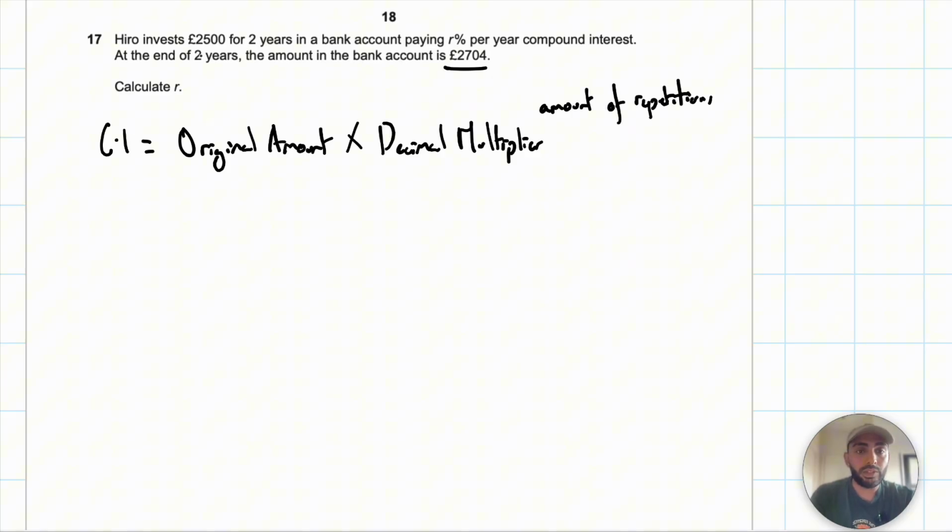Let's substitute the values that we know in. So we know the final amount will be 2,704. That is going to be equal to 2,500 multiplied by something, and because it's an increase, I'm going to do 1 plus something, I'll call that r. And that's going to be raised to the power, the amount of repetitions here, because it's 2 years, it's going to be to the power of 2. Just need to solve this equation.